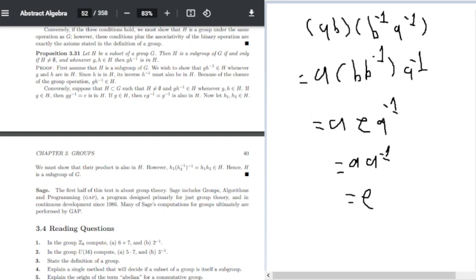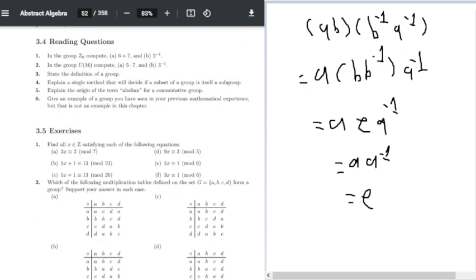Conversely, suppose that H is a subset of G such that H is not equal to the empty set, and g h to the negative 1 is in H whenever g and h are in H. If g is in H, then g times g to the negative 1 equals e is in H. If g is in H, then e g to the negative 1 equals g to the negative 1 is also in H. Now, let h1 and h2 be in H. We must show that their product is also in H. However, h1 times h2 to the negative 1, to the negative 1, equals h1 h2, which is in H. Hence, H is a subgroup of G.